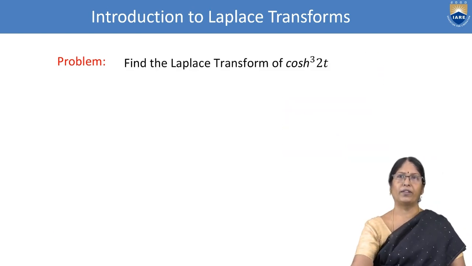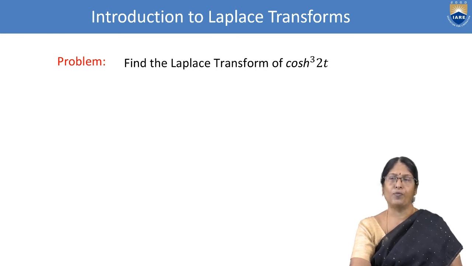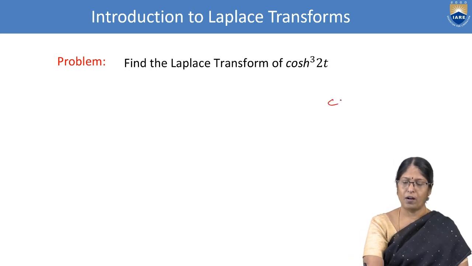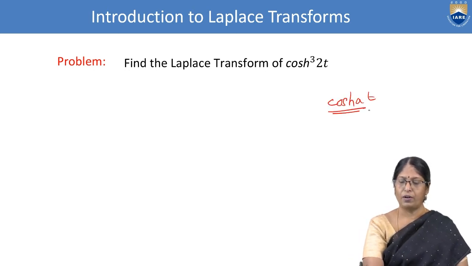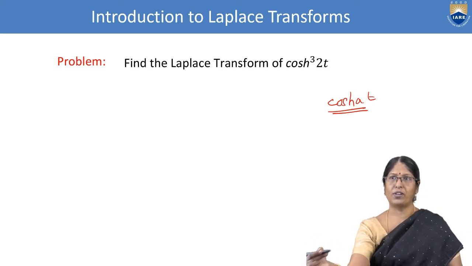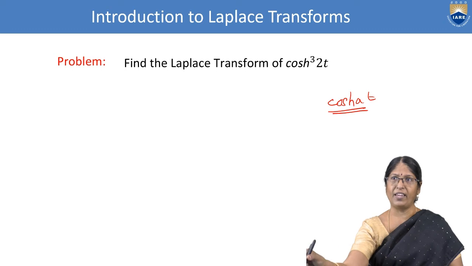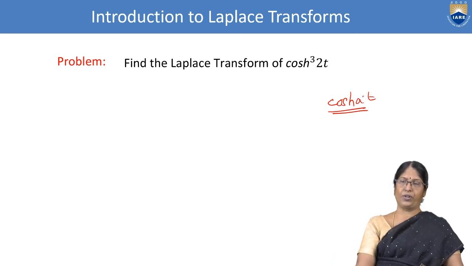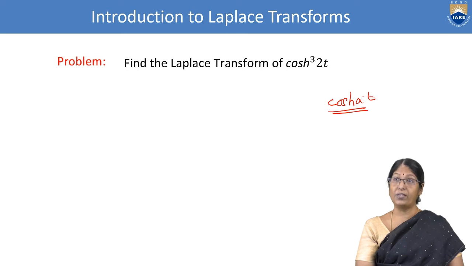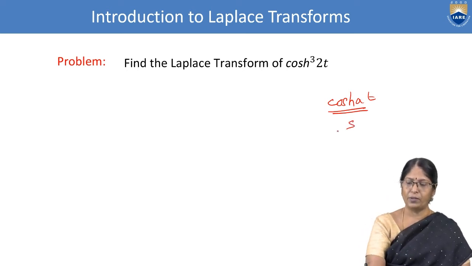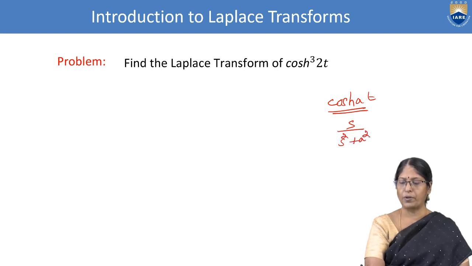Yeah, the next problem we can see. Find the Laplace transform of cos h cube 2t. First we have to read the question carefully. Cos h 2t: if it is only cos h at, we have a formula. Just now we discussed the elementary function L of t, where f of t is t. We substituted, we integrated, and we got 1 by s square. Similarly, this is also an elementary function. If we follow the same procedure, substitute and do the integration, we will get s by s square minus a square.